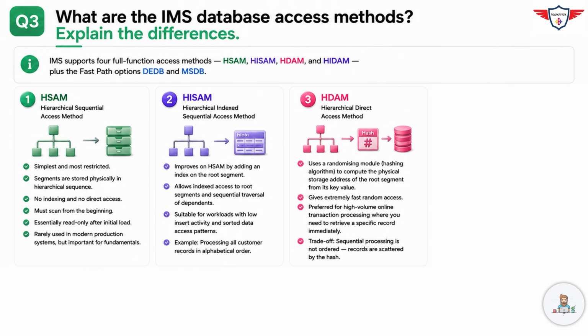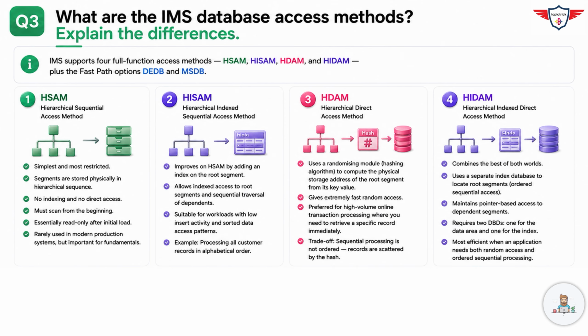Now the next category is hierarchical direct access method, that is HDAM. It actually uses a randomizing module, sometimes called a hashing algorithm, to compute the physical storage address of the root segment from its key value. This actually gives extremely fast random access to the data, and it is also the preferred choice for high volume online transaction processing where you need to retrieve a specific record immediately or as fast as possible. The trade-off is that the sequential processing is not ordered and the records are scattered by the hash.